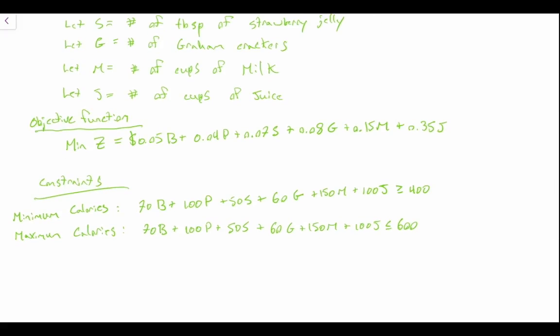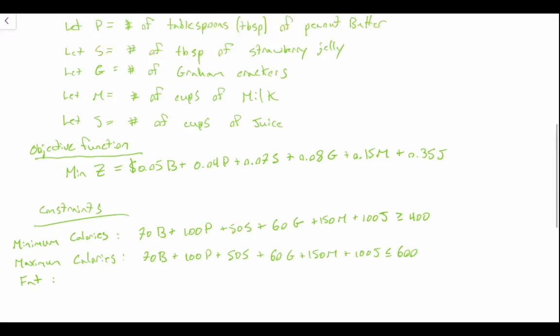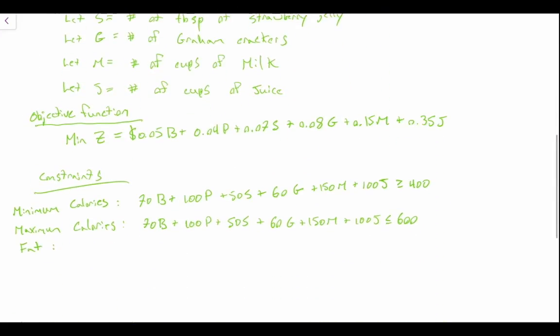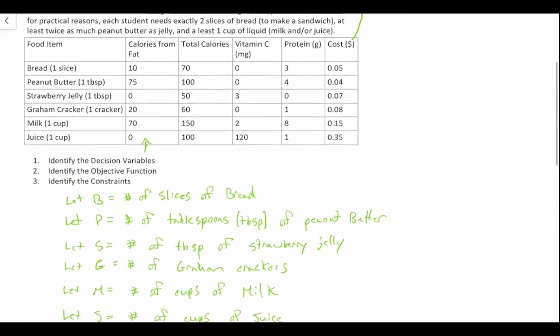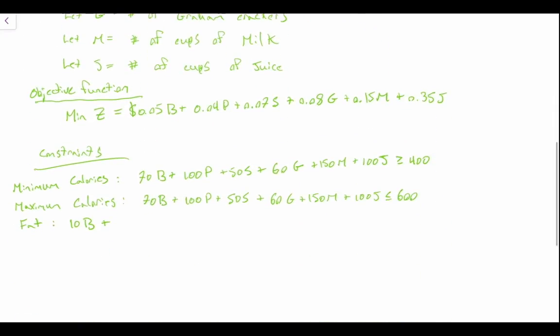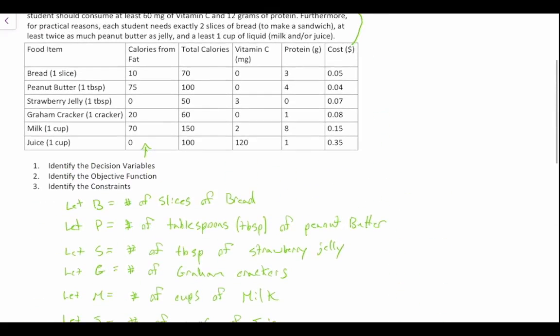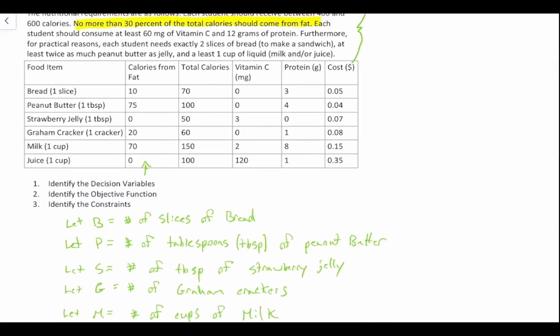So we're just going to label this, we'll just say that this is fat. And our constraint would look like this. So we're told that there are 10 calories of fat in bread plus 75 calories of fat in peanut butter and 20 calories in a graham cracker. So plus 75P plus 20G. And we're also told that there are 70 calories from fat in milk.